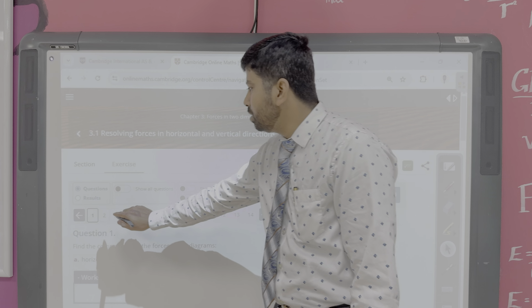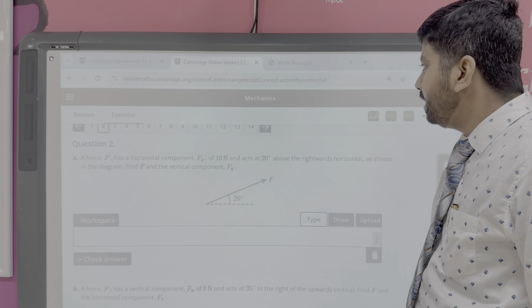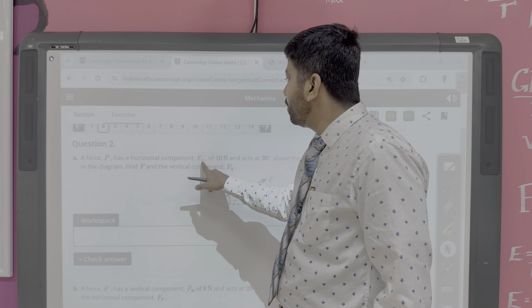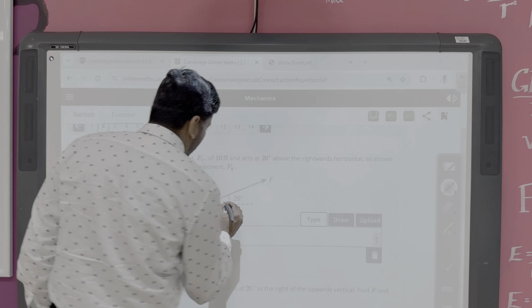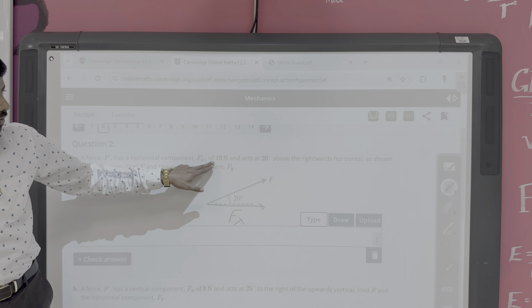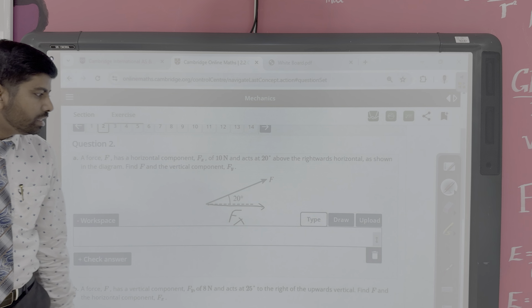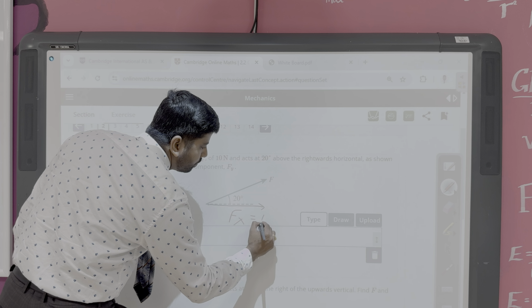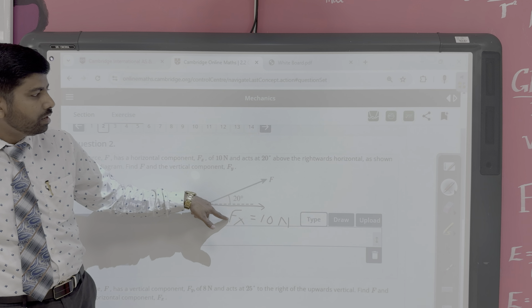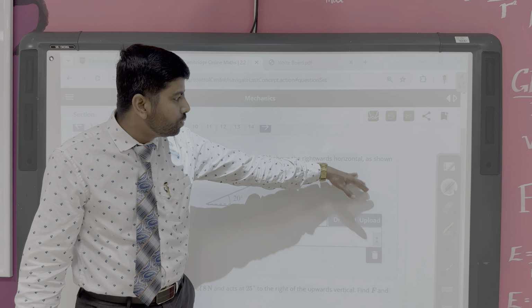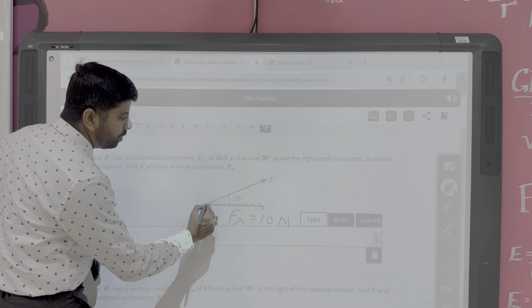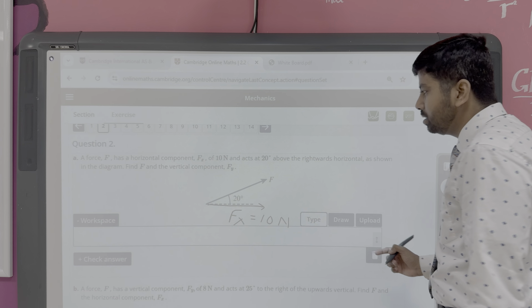Okay, now we'll go to question number 2. In question number 2, it tells that a force F, you can see this is a force F, has a horizontal component Fx of 10 Newton and acts at 20 degrees above the horizontal towards the right, as shown in the diagram. Find out F and its vertical component. We have to find out two things: what is F and what is its vertical component.